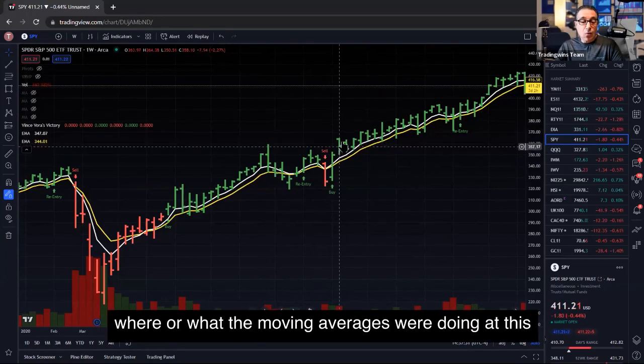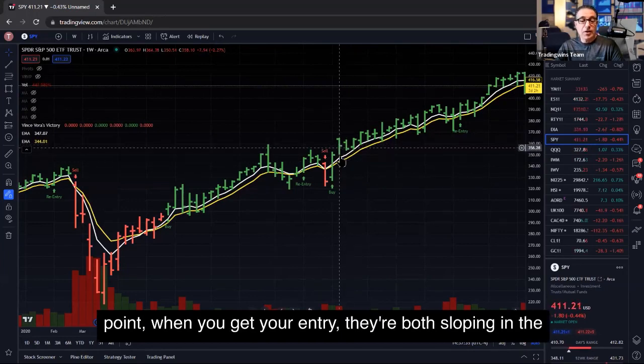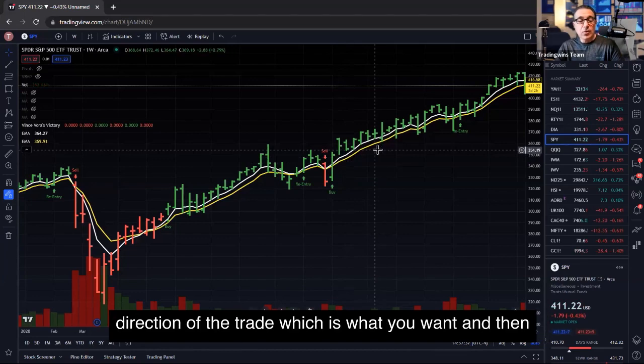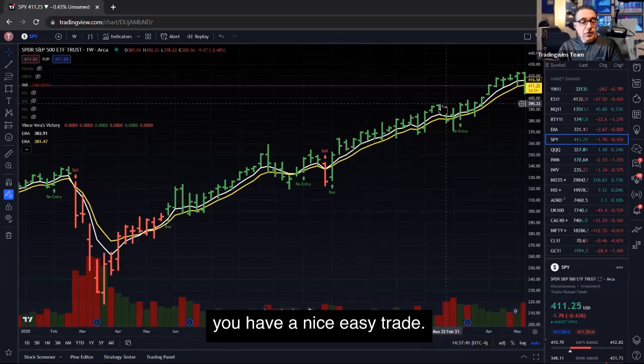And if you look at what the moving averages were doing at this point, when you get your entry, they're both sloping in the direction of the trade, which is what you want. And then you have a nice, easy trade.